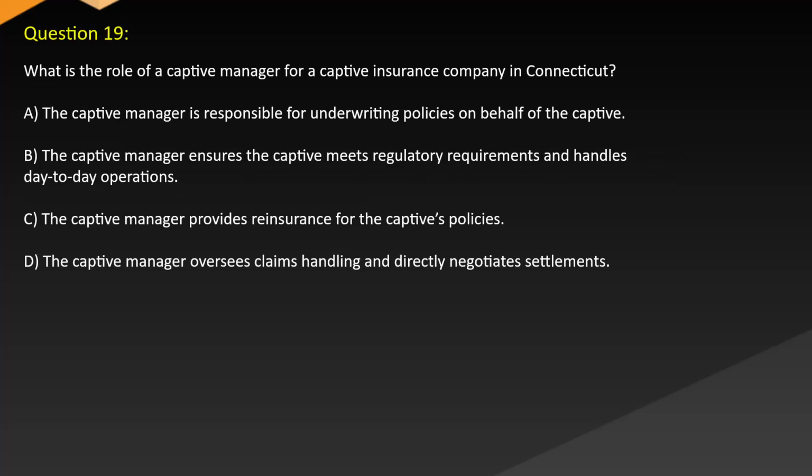Question 19. What is the role of a captive manager for a captive insurance company in Connecticut? A. The captive manager is responsible for underwriting policies on behalf of the captive. B. The captive manager ensures the captive meets regulatory requirements and handles day-to-day operations. C. The captive manager provides reinsurance for the captive's policies. D. The captive manager oversees claims handling and directly negotiates settlements.